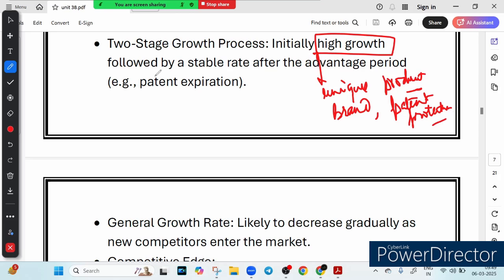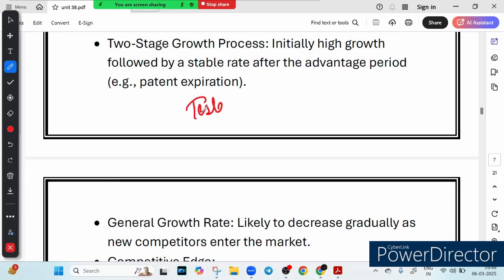And second is called stable growth, which means as competition increases, growth slows, and they settle into a steady pace, right? So this is called the two-stage growth process. Initially high growth followed by stable growth. Let me give you an example. You have heard about Tesla, right? Tesla has first mover advantage in electric vehicles. But now as more companies enter the market, its growth will stabilize. That's the point, right?